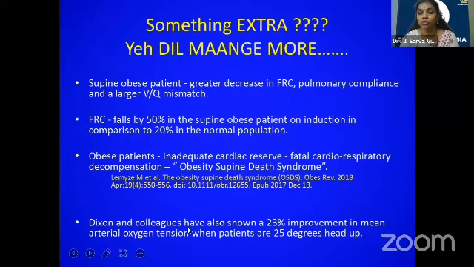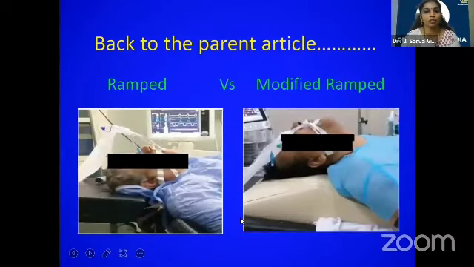And Dixon and colleagues have also shown that there is a 23% improvement in the mean oxygen saturation when obese patients are placed in a 25-degree head-up position. So ramp position does offer other physiological benefits also. Back to our parent article, the ramped versus the modified ramp, which is more favorable? Here, if we see, this position offers some more extension. It seems to be more like a ramping plus a sniffing position. So that is why this might have offered a better laryngeal exposure, better ease of laryngoscope insertion, etc.